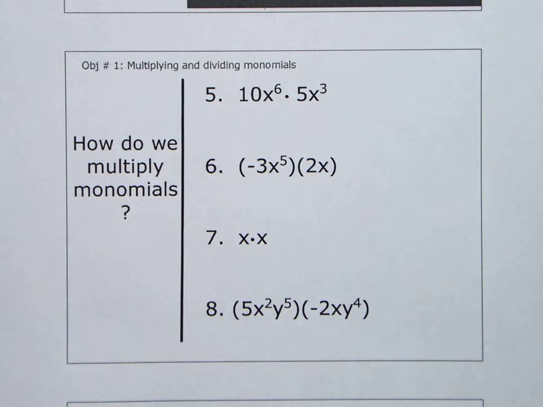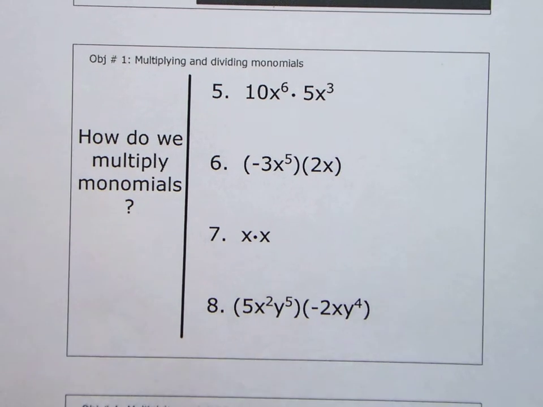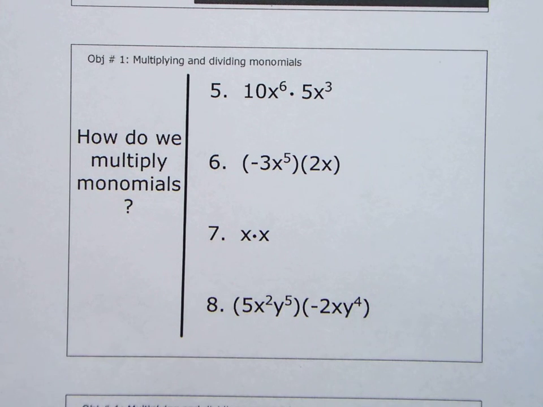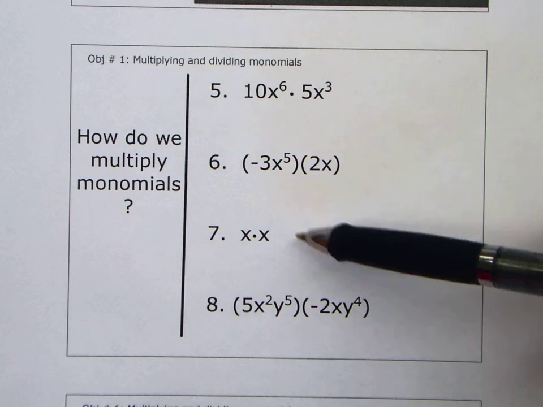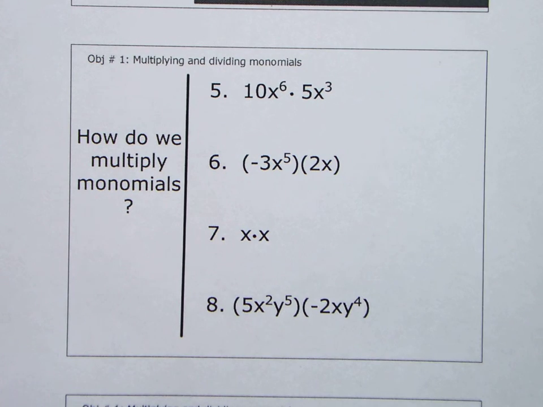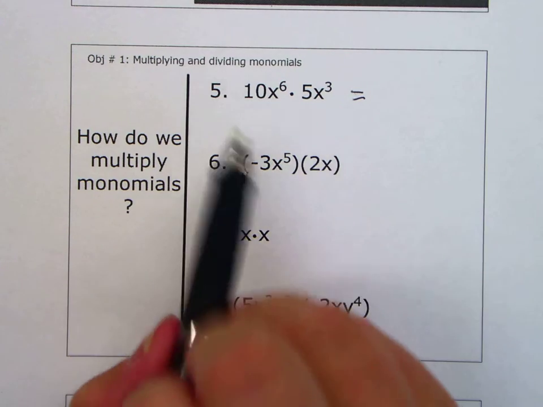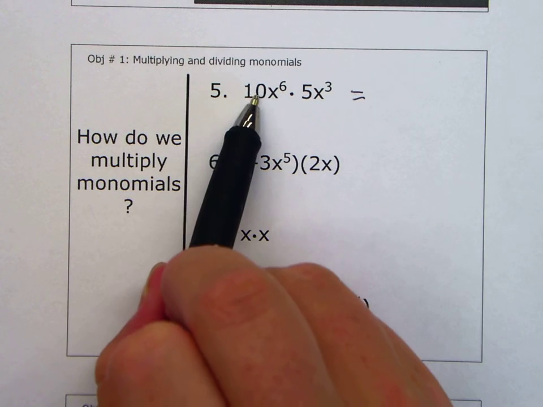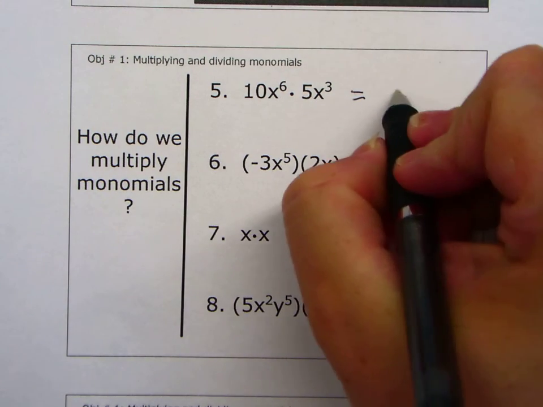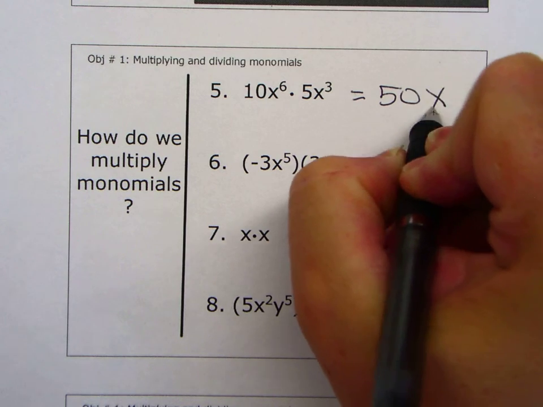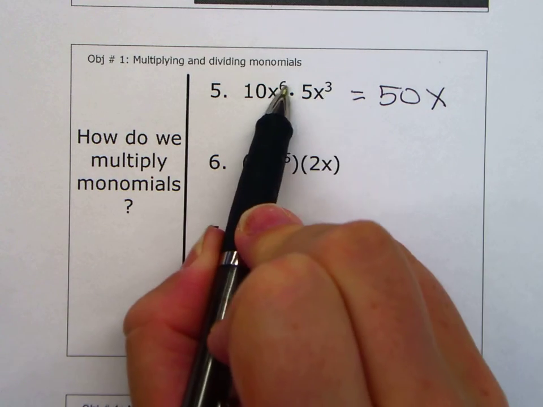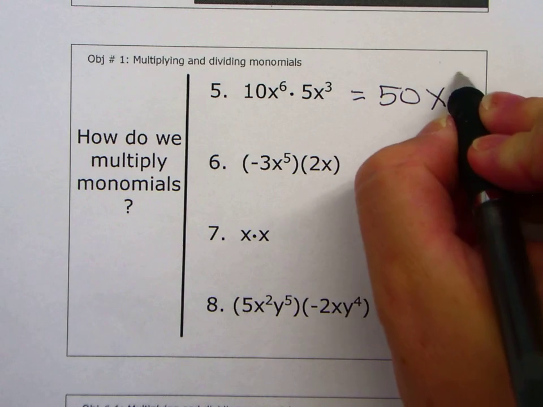Number 5, 10x to the 6th times 5x to the 3rd. Pause the video and do these 4 problems on your own. See if you can do them. Okay? So we're going to follow our rule. We multiply our coefficients. 10 times 5 is 50. X. 6 and 3, we add our exponents. 9. Done.